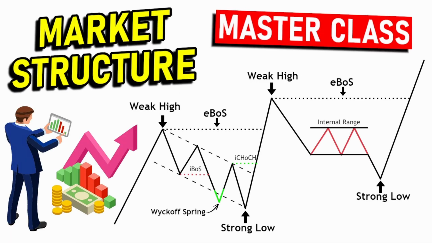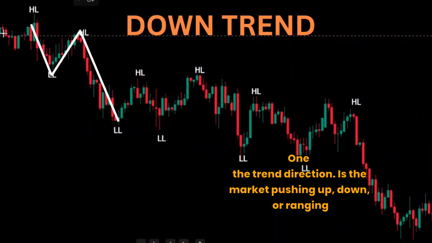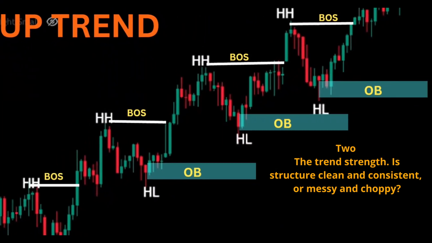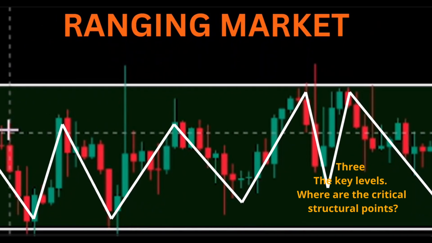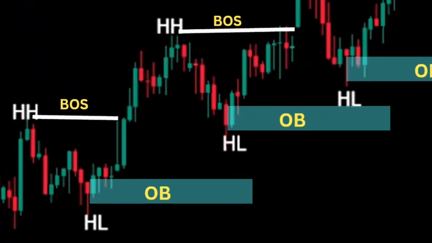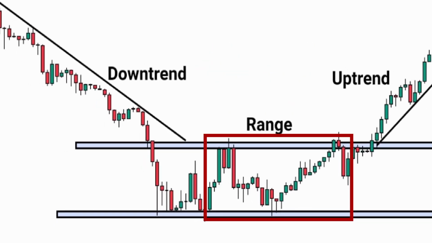Now, here's what market structure actually tells you. And pay attention because this is gold. One, the trend direction. Is the market pushing up, down, or ranging? Two, the trend strength. Is structure clean and consistent or messy and choppy? Three, the key levels. Where are the critical structural points? And four, when things are changing. When is the trend potentially reversing?